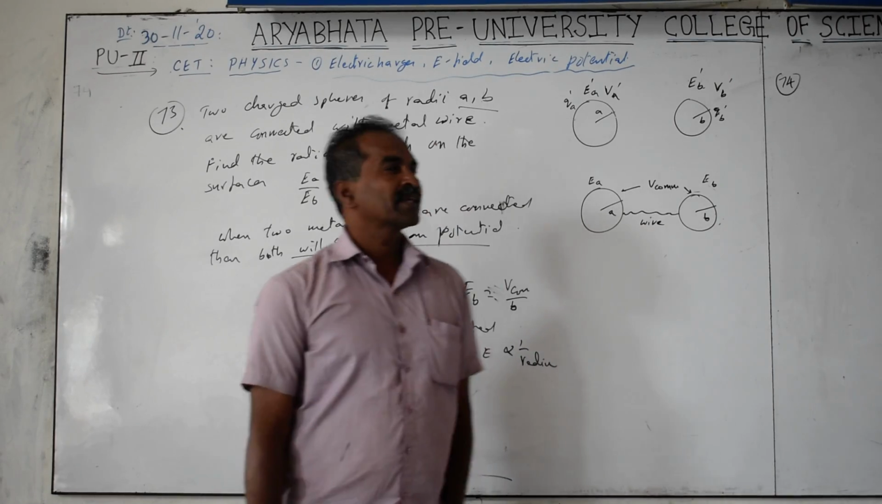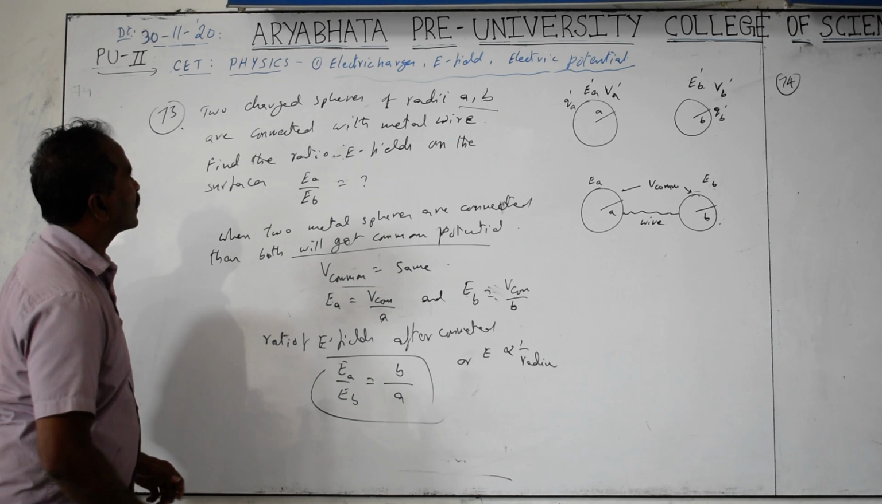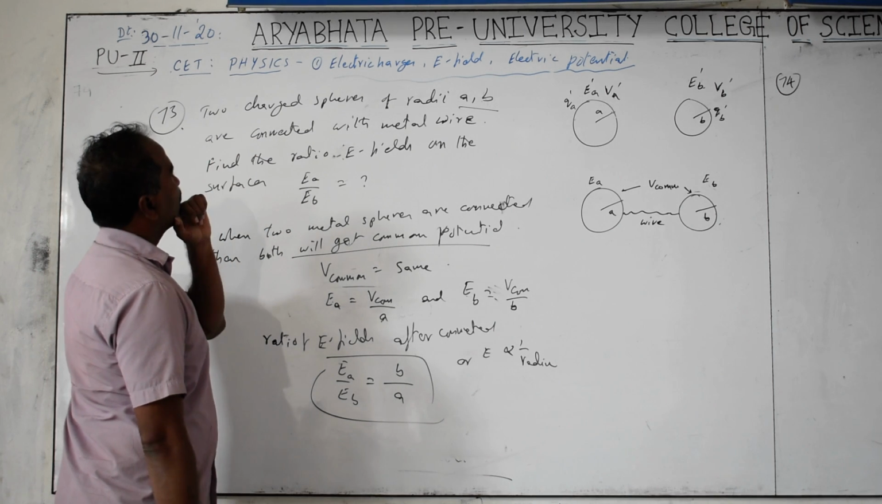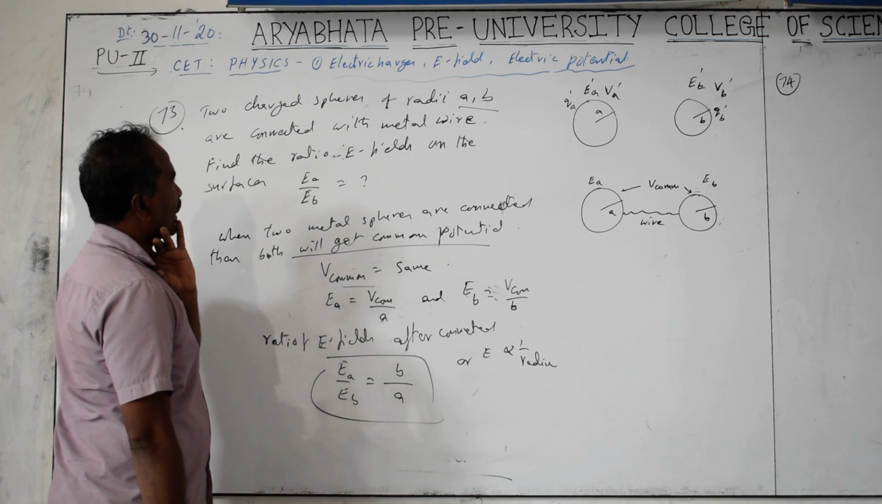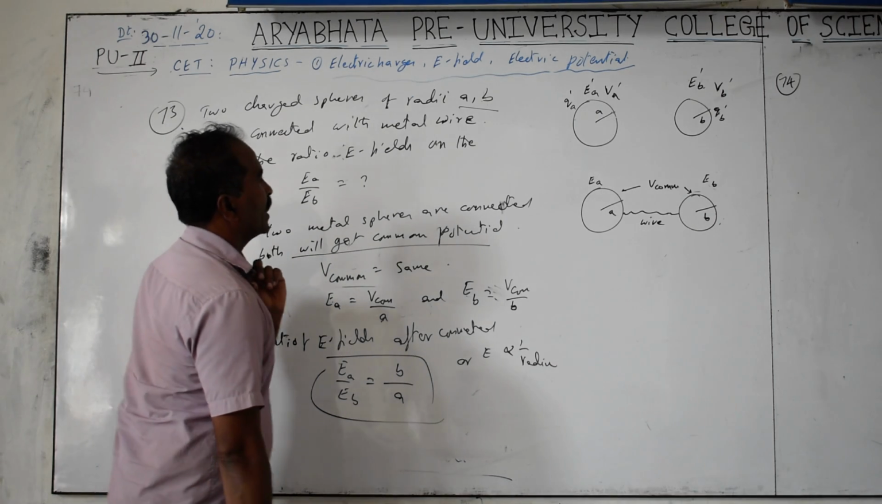Good morning, students. This is question number 73. I am repeating: two charged spheres of radii A and B are connected with a metal wire. Find the ratio of electric fields on the surfaces, E_A and E_B.